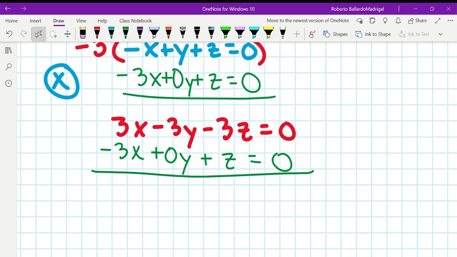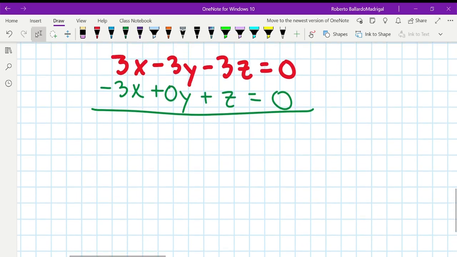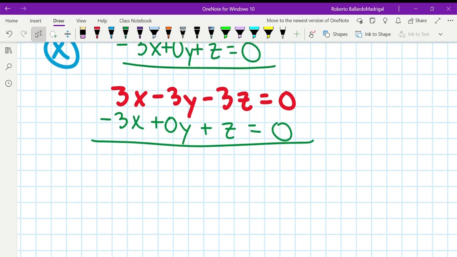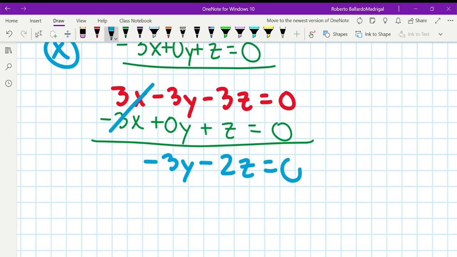All right. So let's evaluate. Do you need the top still, or are you just good with this part? Okay. All right, great. So we're going to start by canceling out the x's. 3 minus 3 goes away. We get nothing left over. Negative 3 plus 0 is negative 3y. Negative 3z plus z is negative 2z. So we get this remaining equation: negative 3y minus 2z is equal to 0.